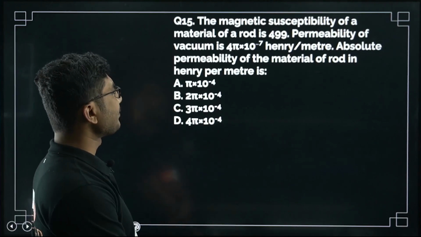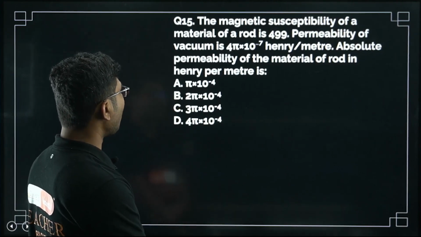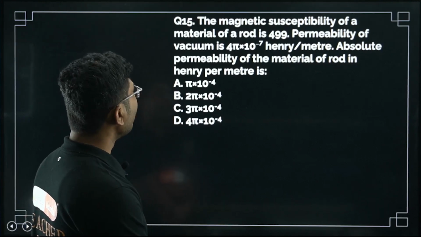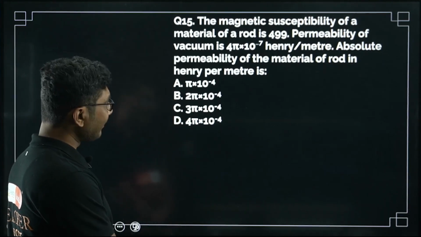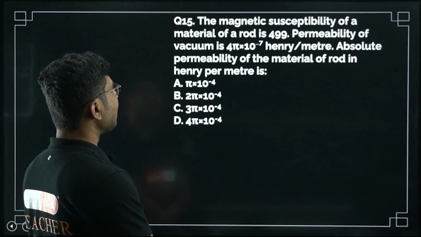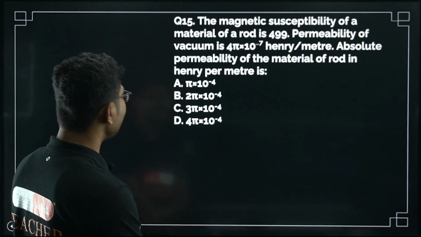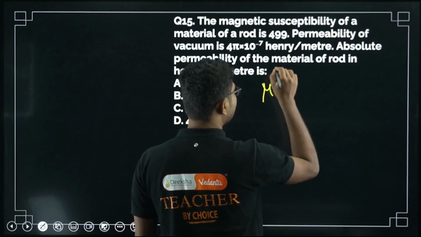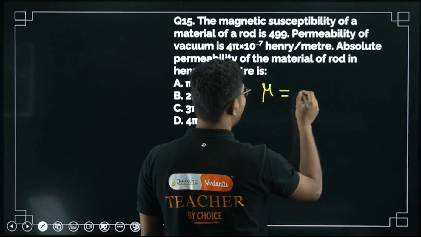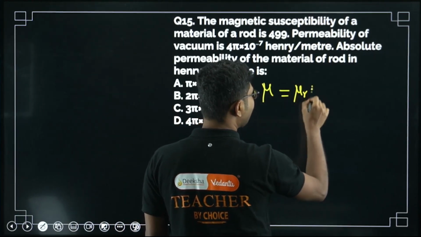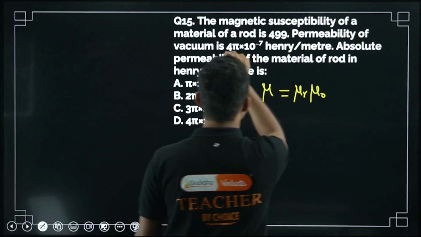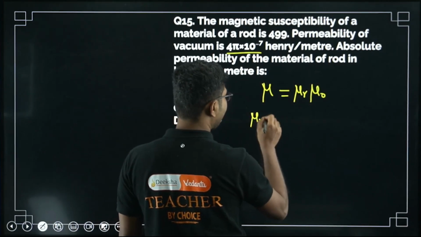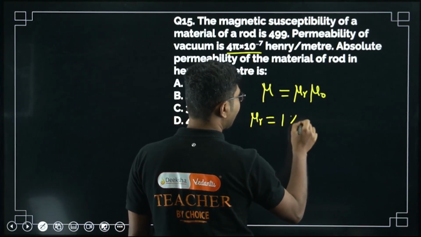Now, the magnetic susceptibility of a material of a rod is 499. Permeability of the vacuum is 4 pi times 10 to the power of minus 7 Henry per meter. We need to find the absolute permeability of the material of the rod in Henry per meter, that is mu. So absolute permeability is mu r times mu naught. Mu naught value is given in this question. So what is mu r? We have done that, we have found that it is basically 1 plus chi.